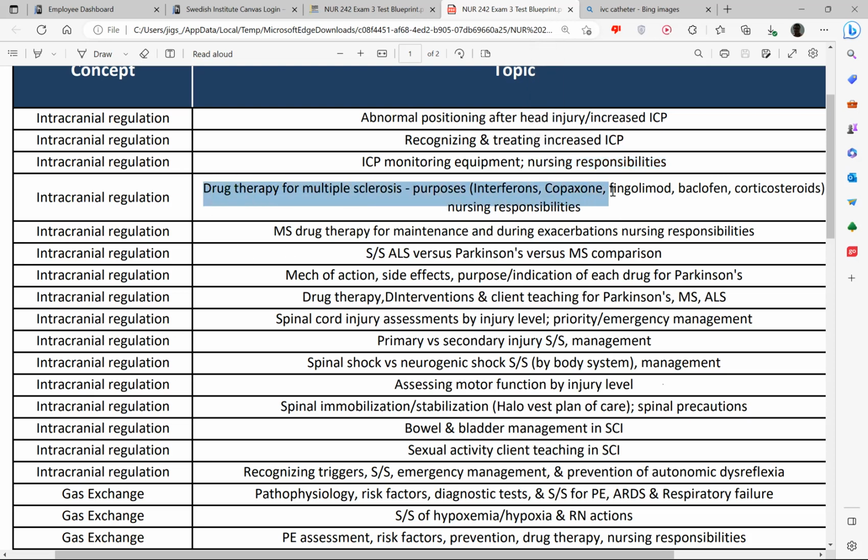Okay, let's go to MS now. These are some of the drugs used, not all exclusive, but these are the ones at least on your exam. So what are the purposes of each one? Interferons, we have beta and alpha interferons. We got Copaxone, which is the injectable. Fingolimod is the PO. You said Copaxone? Yeah, Copaxone is a pre-filled syringe.